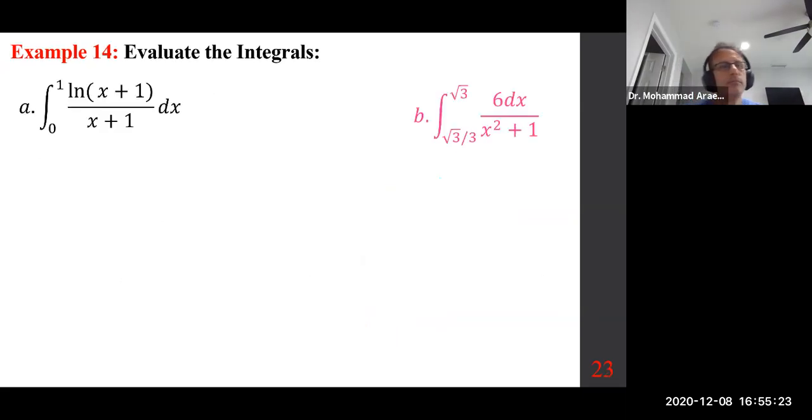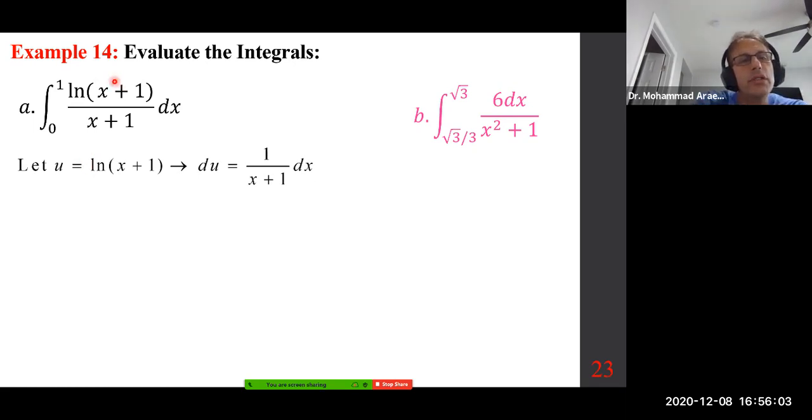So here's the next one. We want to evaluate the following integrals. Starting with the first one, remember, anything involving natural log, most likely ln is a good choice of u. So if you choose u to be ln x, in this case, ln of x plus 1. Remember, if you differentiate it, it becomes 1 over x plus 1 times 1. So du is 1 over x plus 1 times dx. And therefore, remember, this is dx over x plus 1 or 1 over x plus 1 dx.